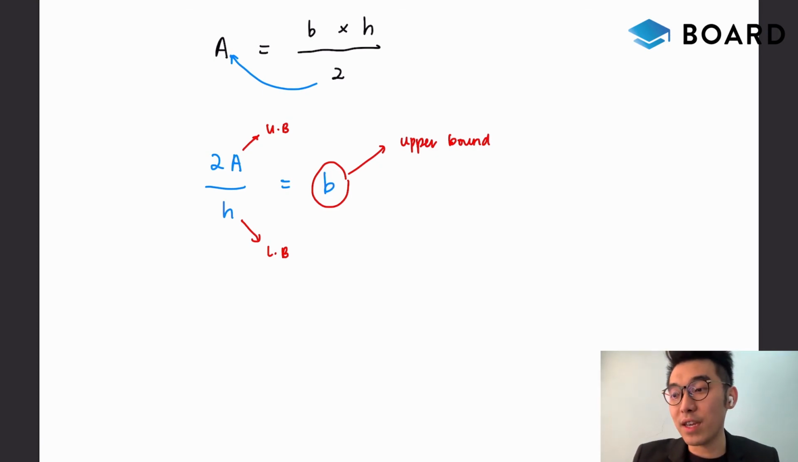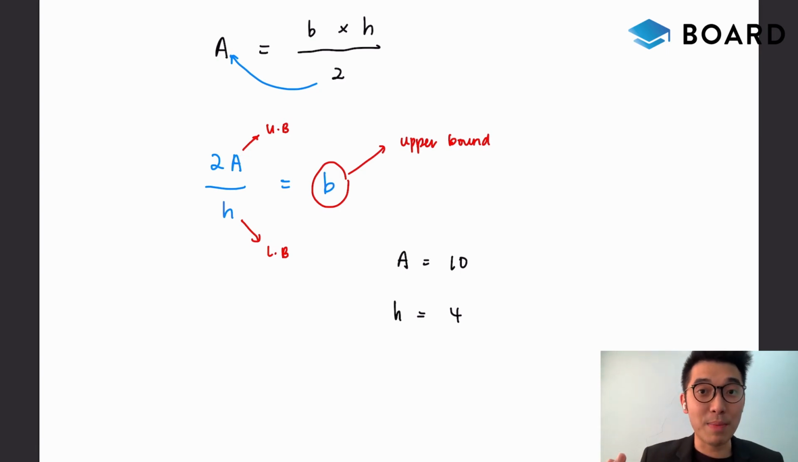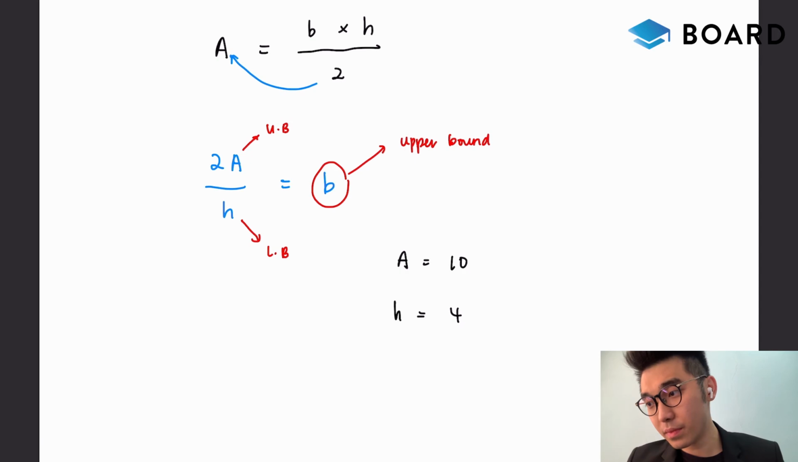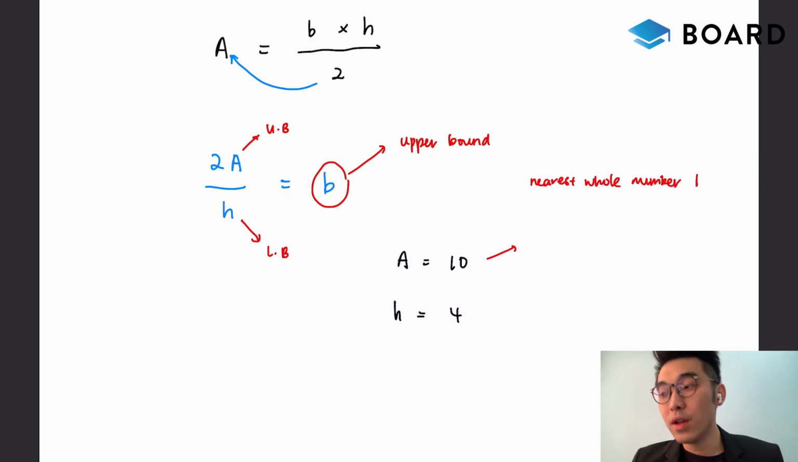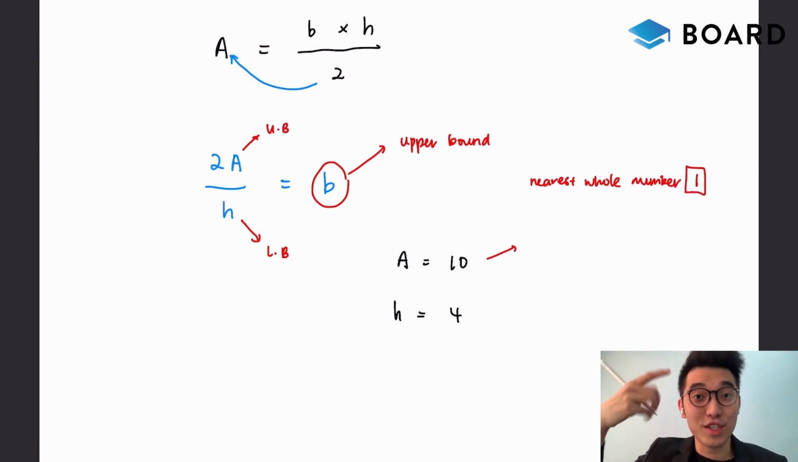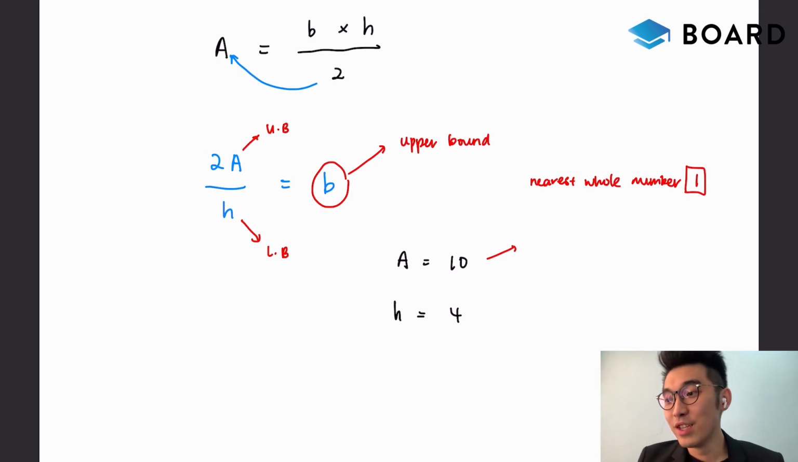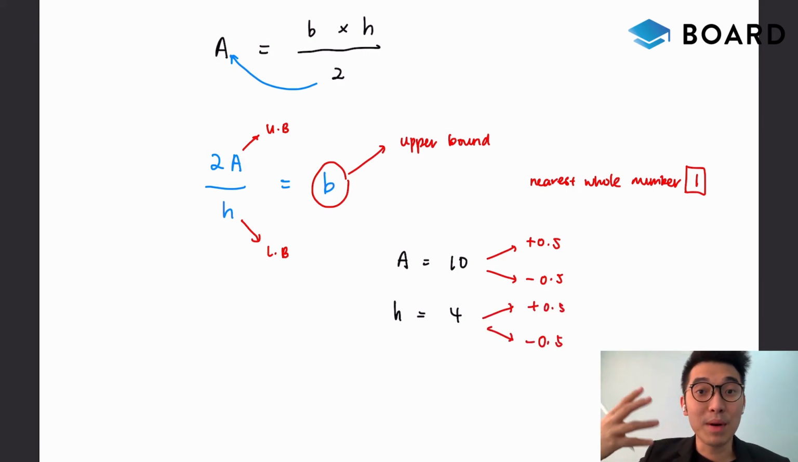So now they gave you the figures. A is 10, H is 4. They are both to the nearest whole number. So how do you do upper bound, lower bound? The idea is super simple. You take the whole number, they say nearest whole number, which I believe is 1. So in order to make an upper and lower bound, I divide that by 2. In this case, you have 0.5. So you can choose to plus 0.5 or minus 0.5 according to the bound, upper or lower, that you want to find.